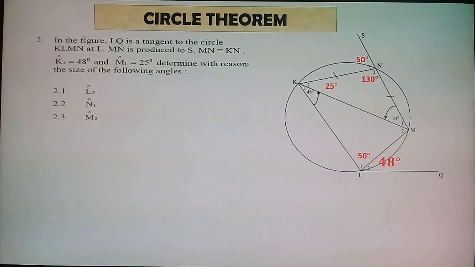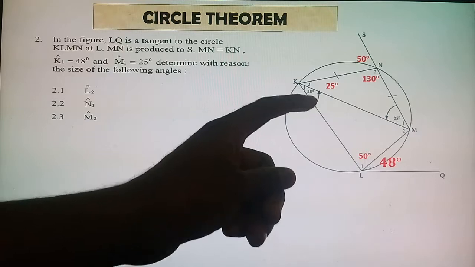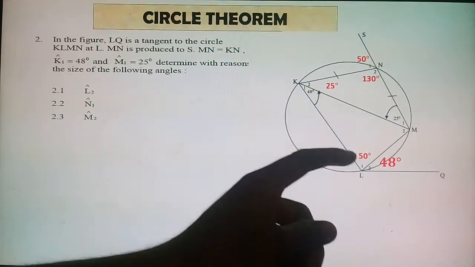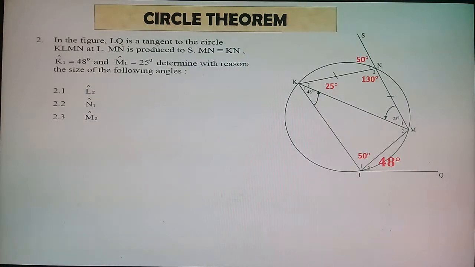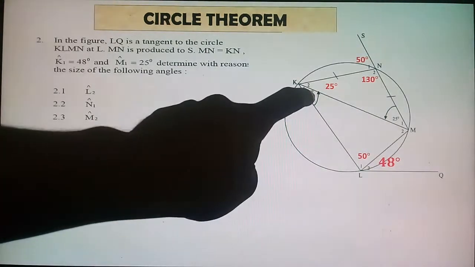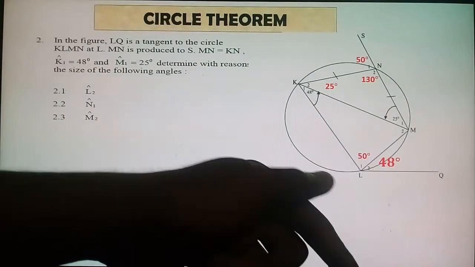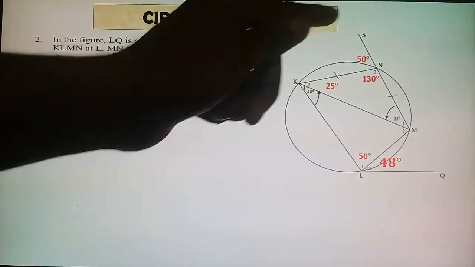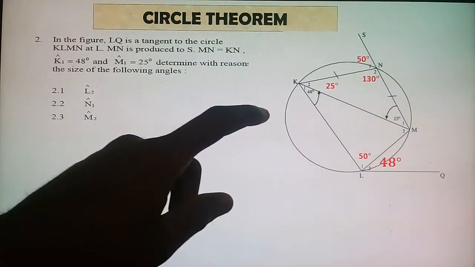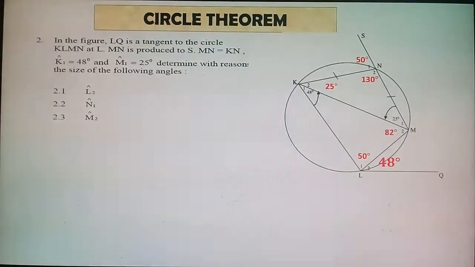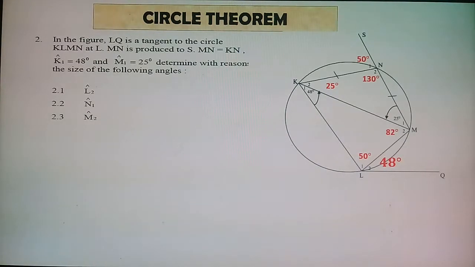Wow, how nice. It means I can say 180 minus the sum of these two angles, 48 and 50. If I add 48 plus 50, I get what? 98. If I say 180 degrees minus 98, I get M2. What is my M2 there? M2 equals 82 degrees.